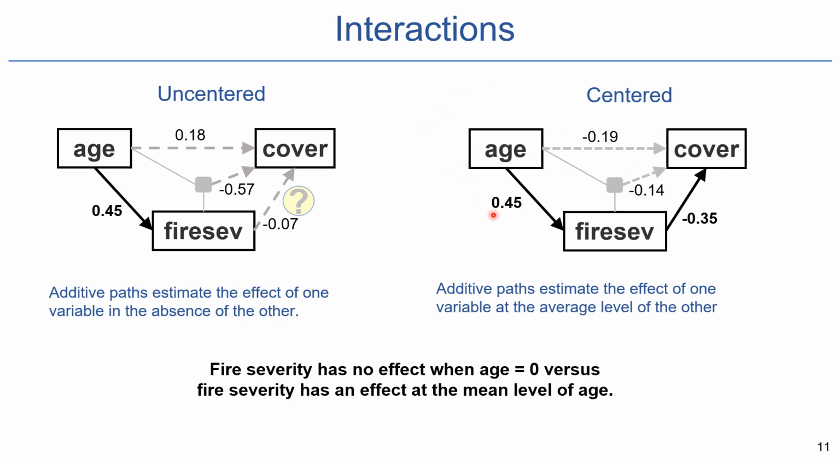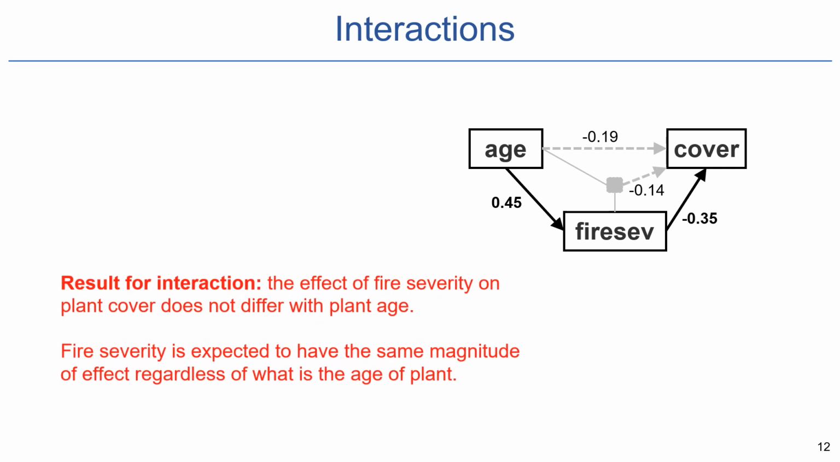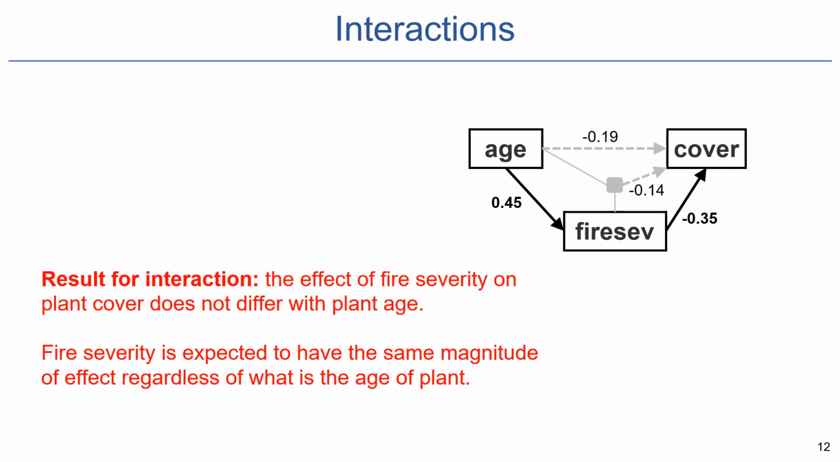And this is what we do when we center data. So from these results, we can say that the fire severity has no effect on cover when H equals 0, but it has an effect on cover at the mean level of H. And now when we look at our results in general on the effect of the interaction between H and fire severity on cover, we can say that this effect of fire severity on plant cover does not differ with plant H. So fire severity is expected to have the same magnitude of effect regardless of the age of the plant.